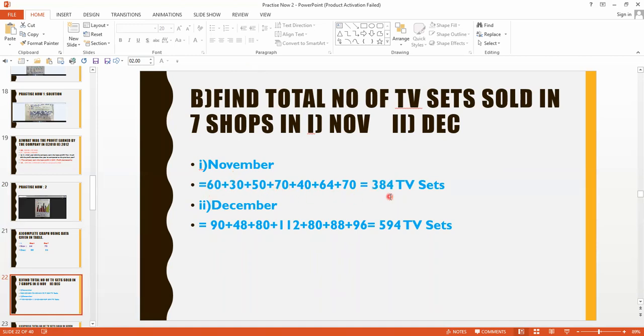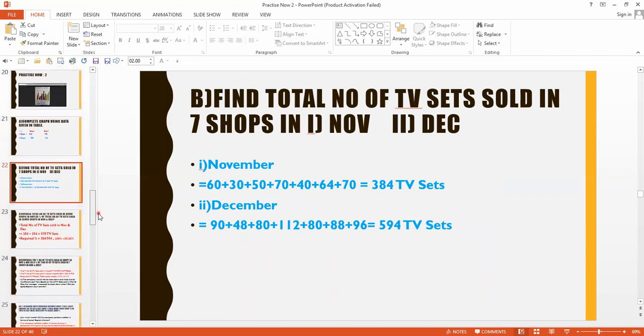For November, it is equal to 384 TV sets. Similarly, for December, I have to add all that: 90 plus 48, 80, 112, 80, and 88 plus 96. When I add all that, it is equal to 594 TV sets. Very easy. From the bars, I have to just simply add all these values. Now move toward the next.